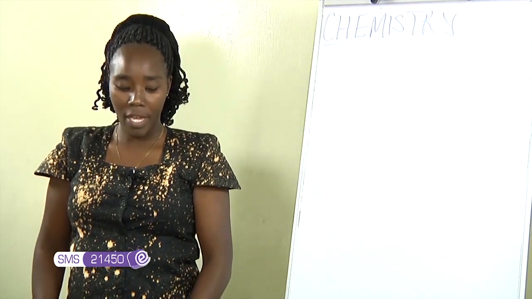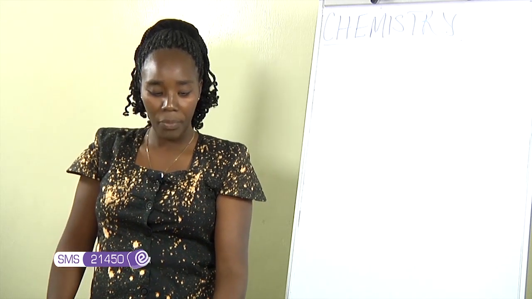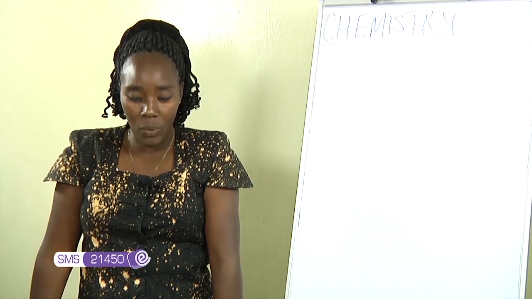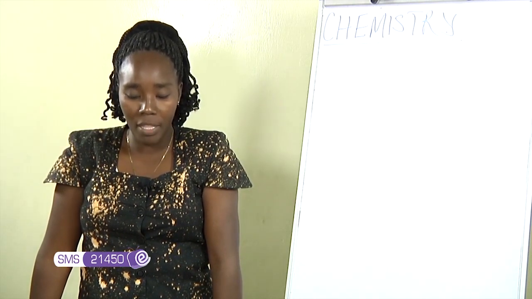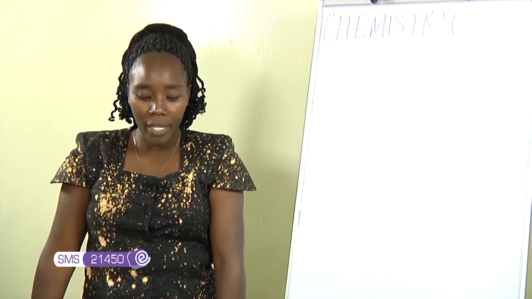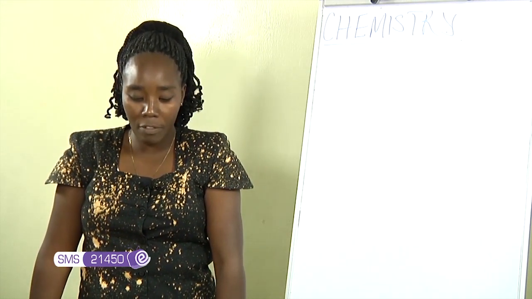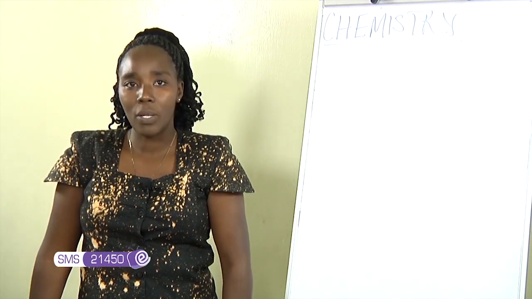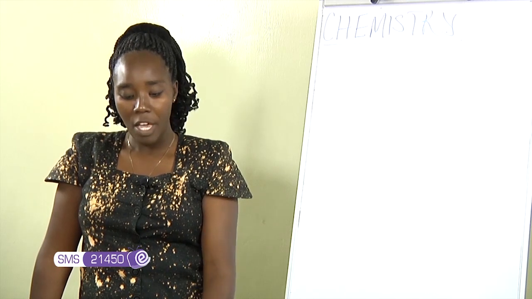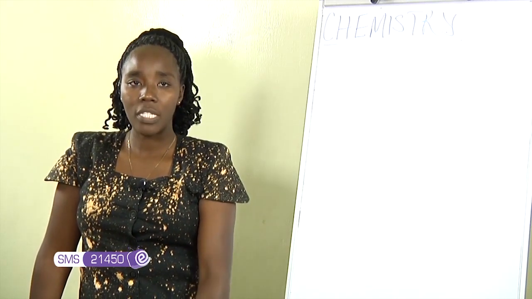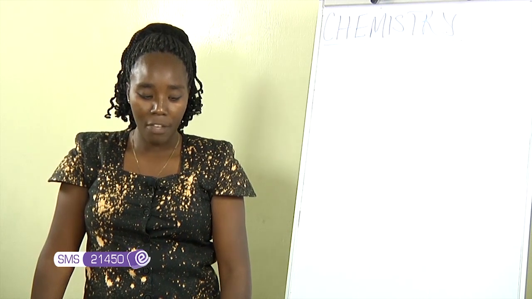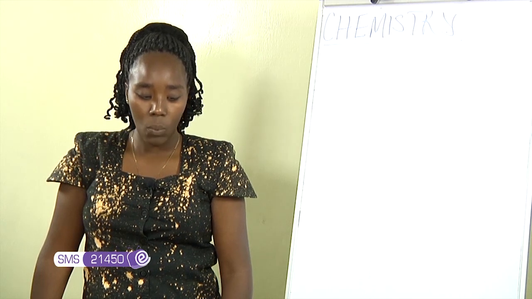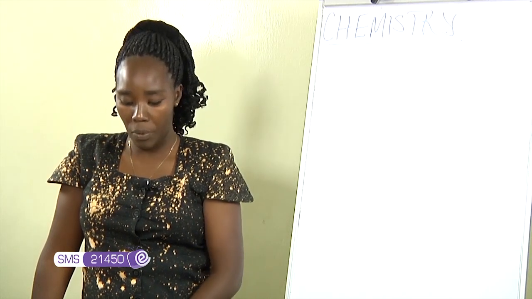In Form 2, we have a number of topics to cover. We have about 6 topics to cover. We start always with structure of an atom in the periodic table in Chapter 1. Chapter 2, we go to chemical families, patterns and their properties. 3, we look at structure and bonding. 4, we look at salts. 5, we look at the effect of an electric current on substances. And 6, we look at carbon and its compounds.